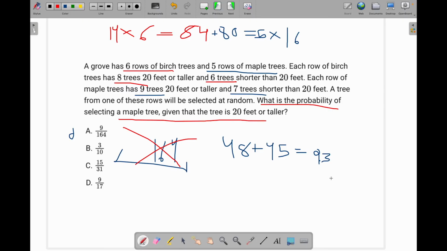Now, how many of these would be maple trees? We know that's just 5 times 9, which is just 45. And then from here, it's just simplification. These have 3 in common. So it should be 15, and then divide this by 3. That's just 31. Which our answer is then just going to be C.